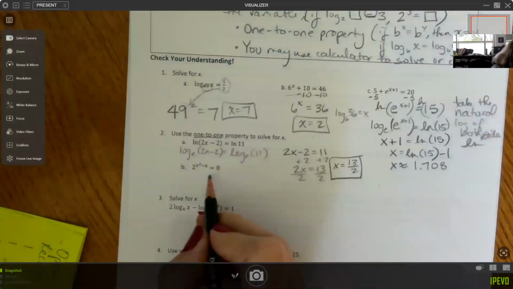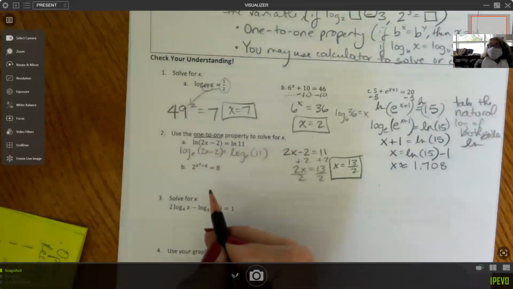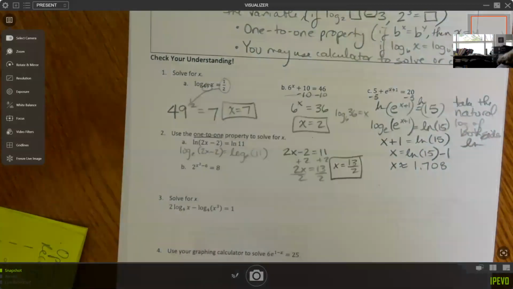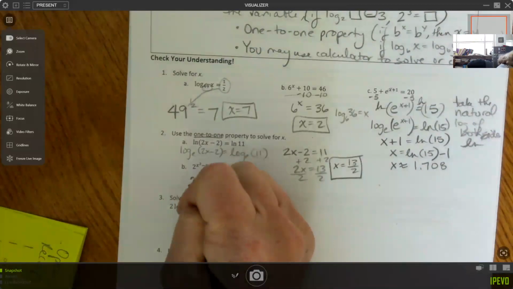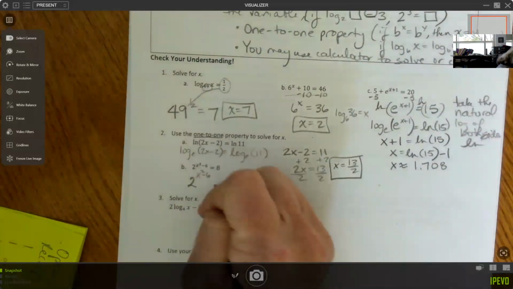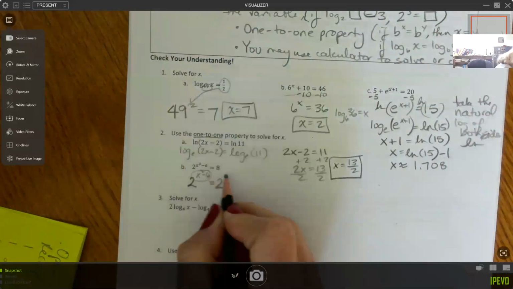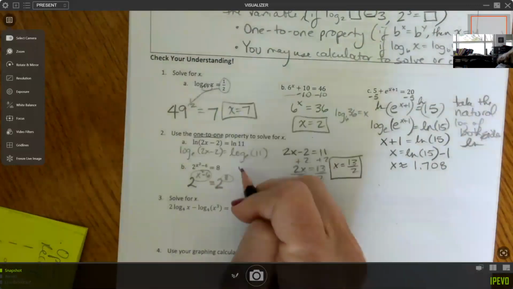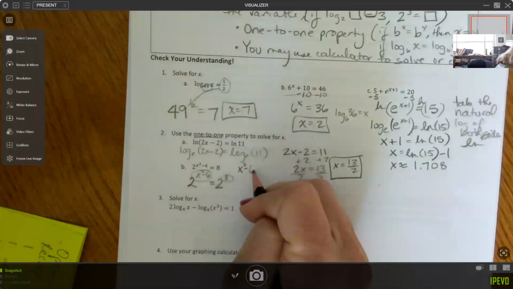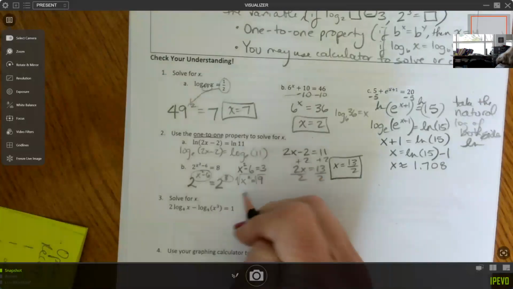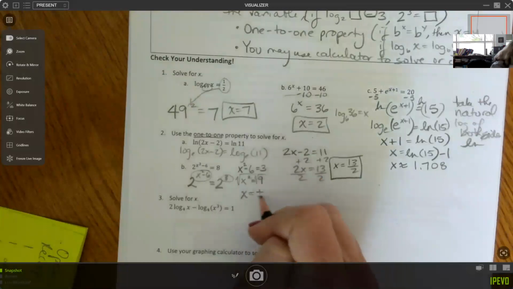This next one, it'd be a lot easier if they had the same base. And again, I get to rewrite my 8 as 2 cubed. So I'm going to say 2 to the x squared minus 6 equals 2 cubed. So now I get to just take out these exponents and say, when does x squared minus 6 equal 3? When does x squared equal 9? So x is going to be plus or minus 3.